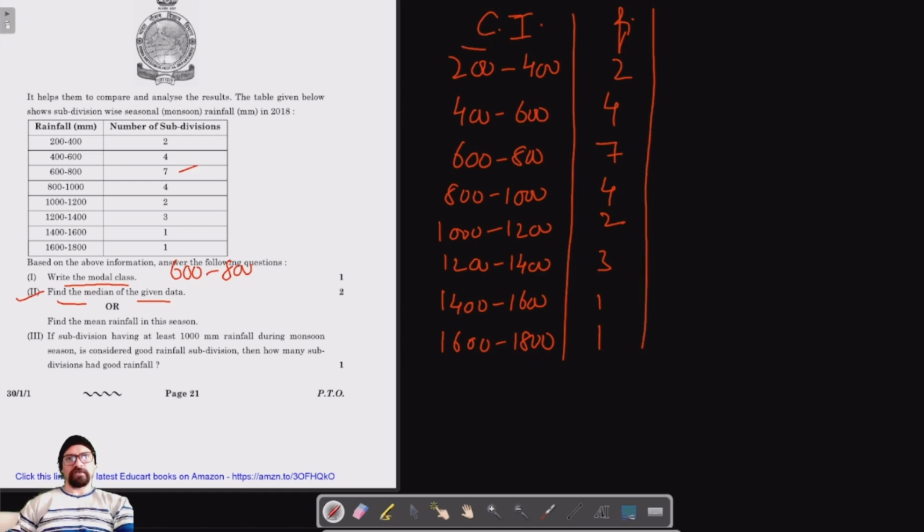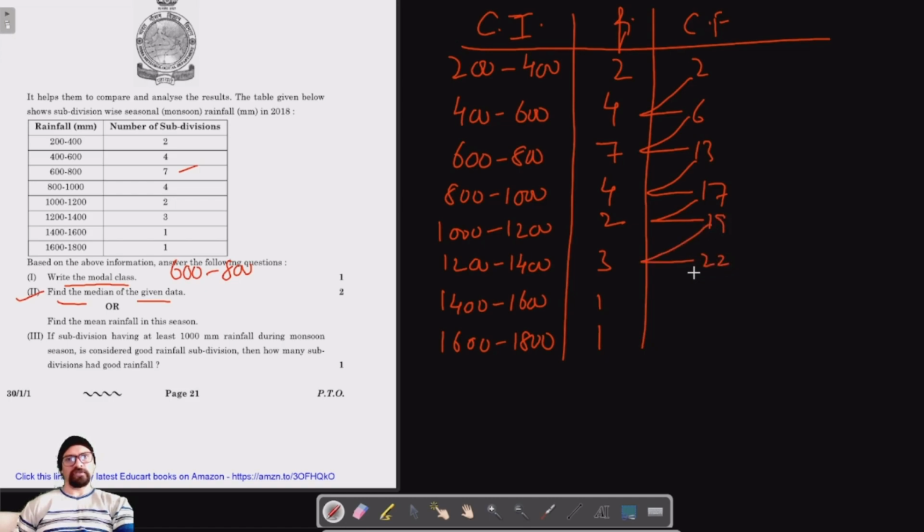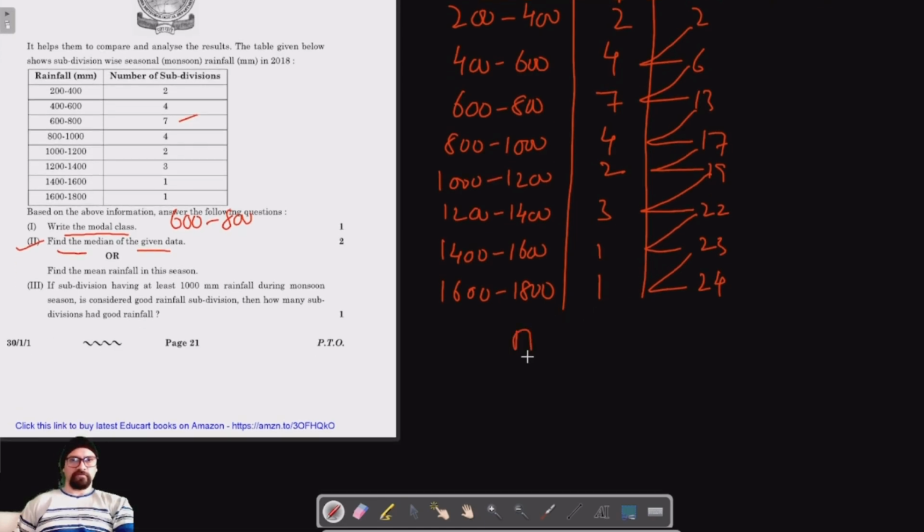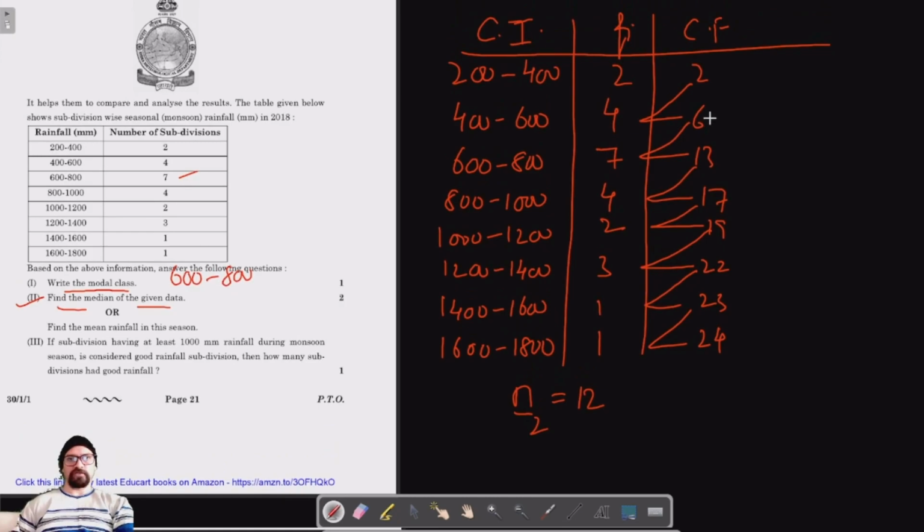We have to find the median, so let's find out the cumulative frequency. So cumulative frequency is 2, 2 plus 4 is 6, 6 plus 7 is 13, 13 plus 4 is 17, 19, 22, 23, and 24. So n by 2 is 12, and we get 12 after 6. So this is our median class.